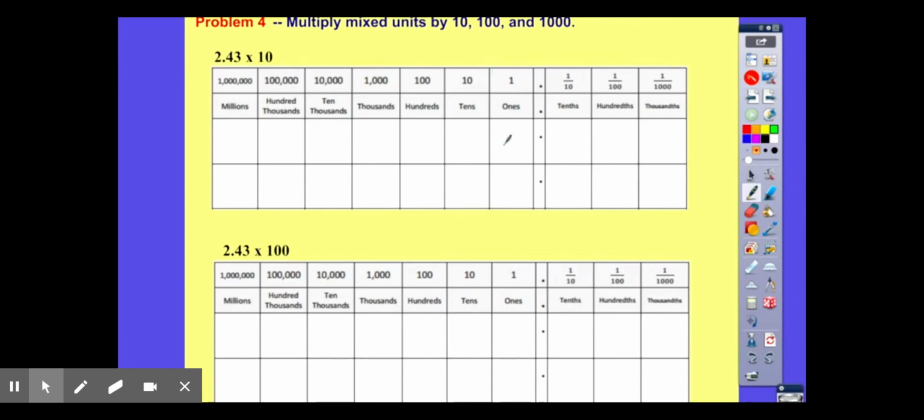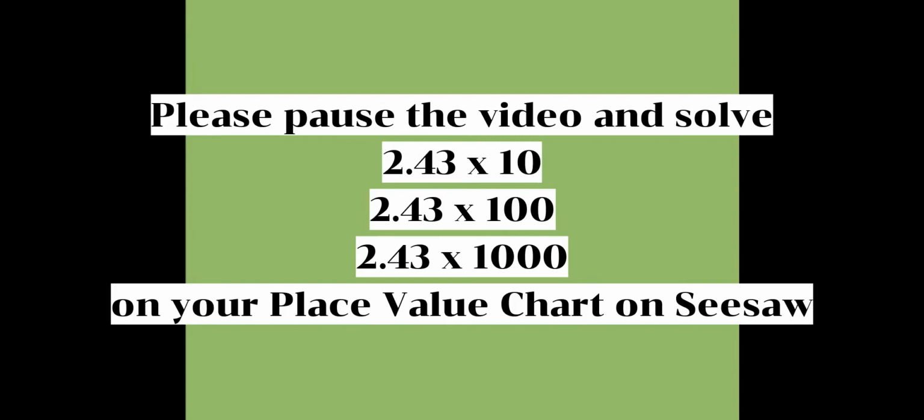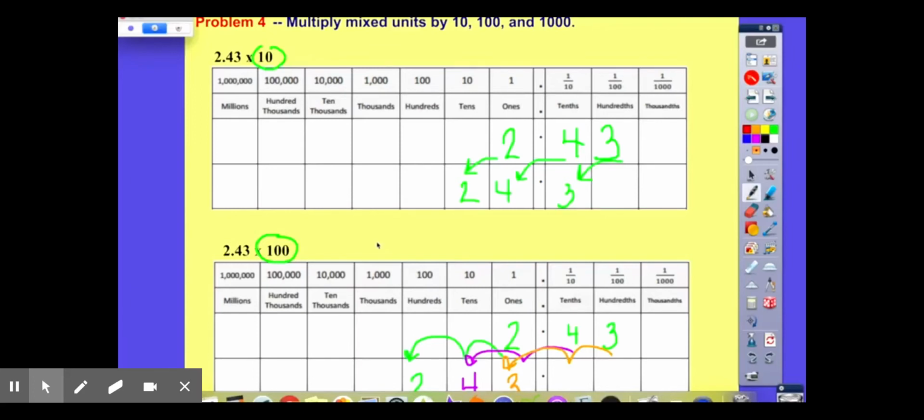2 43/100. Now we have a whole number 2 and a decimal number 43/100. And I'm going to multiply it by 10. Then I want you to try it by 100 and then by 1,000. Pause the video and give it a try. Okay, once you've worked them, I want you to double check and see how you're doing.